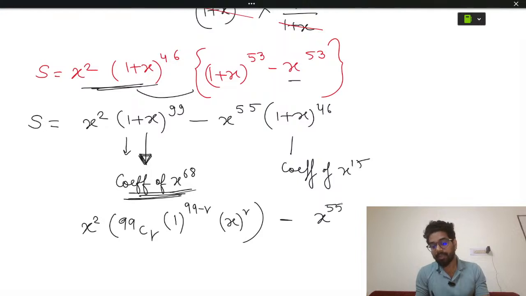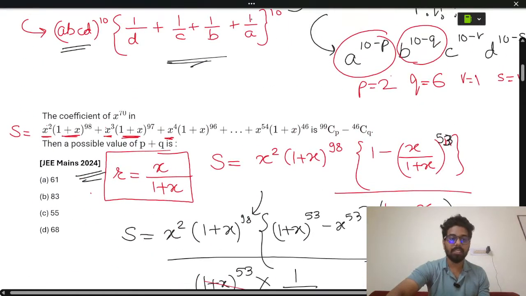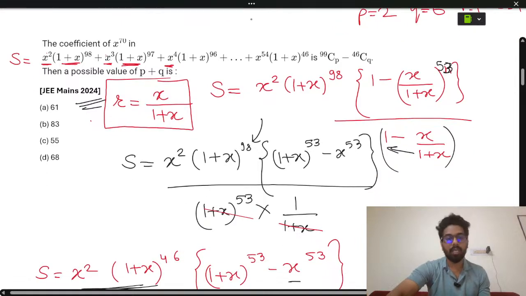X power 55, and I need the term having the coefficient of x power 15, but I will expand this and write down generally as 46Cq, let's say q. Okay, multiplied by 1 to the power 46 minus q, multiplied by x to the power q. Now what do we want? That you will figure out. Okay, and then you will get the answer, and I want all of you to write down the answer in the chat box. I will confirm if you are correct on this.